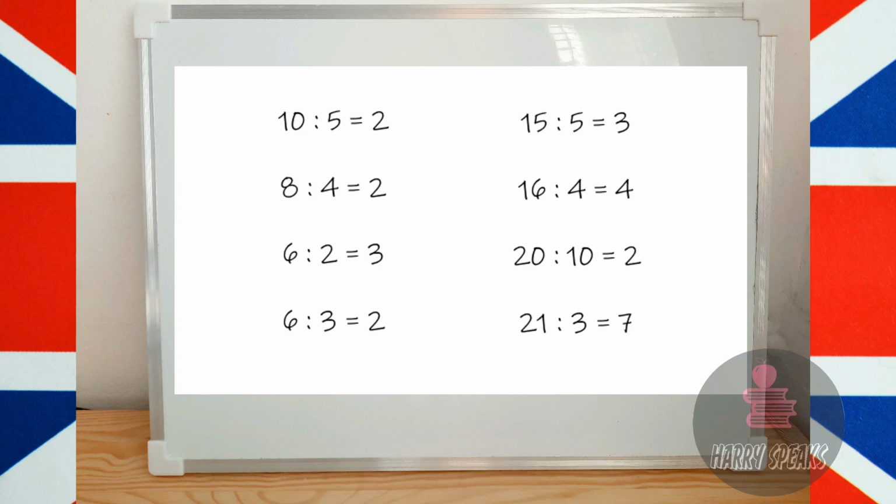16 divided by 4 is 4. 20 divided by 10 is 2. 21 divided by 3 is 7.